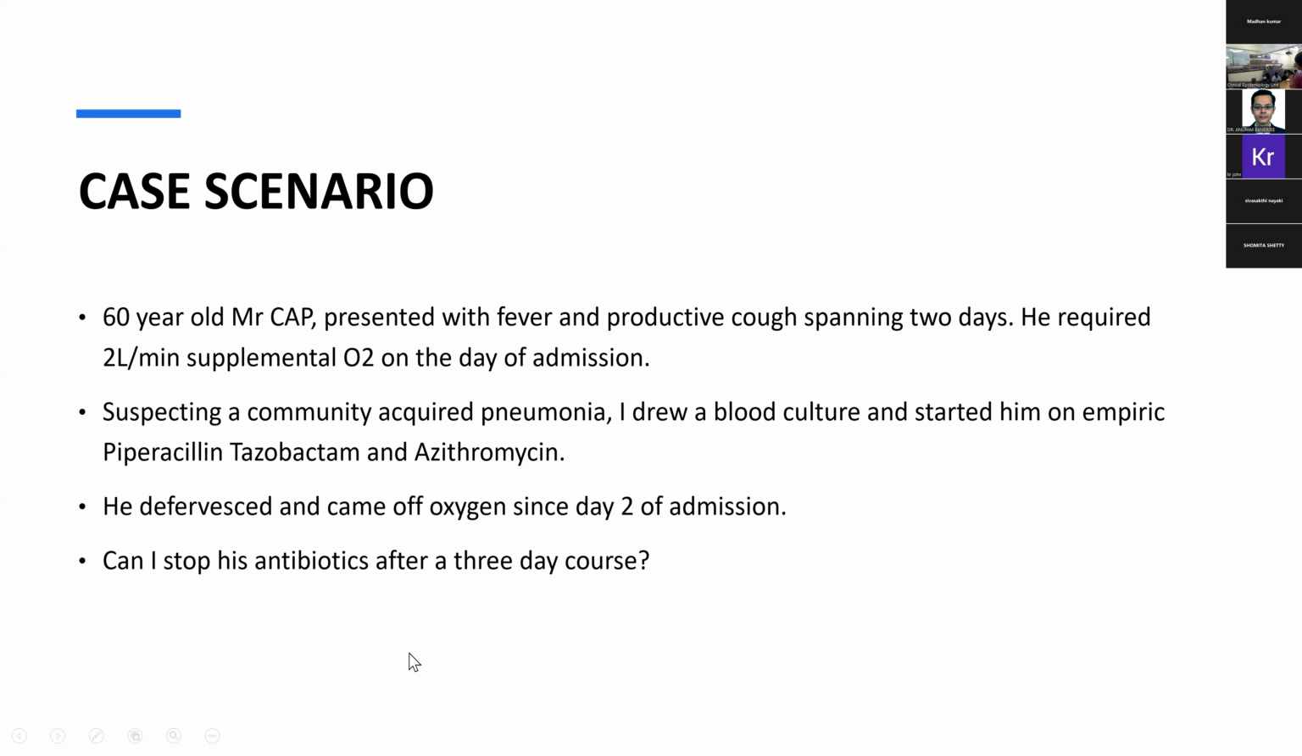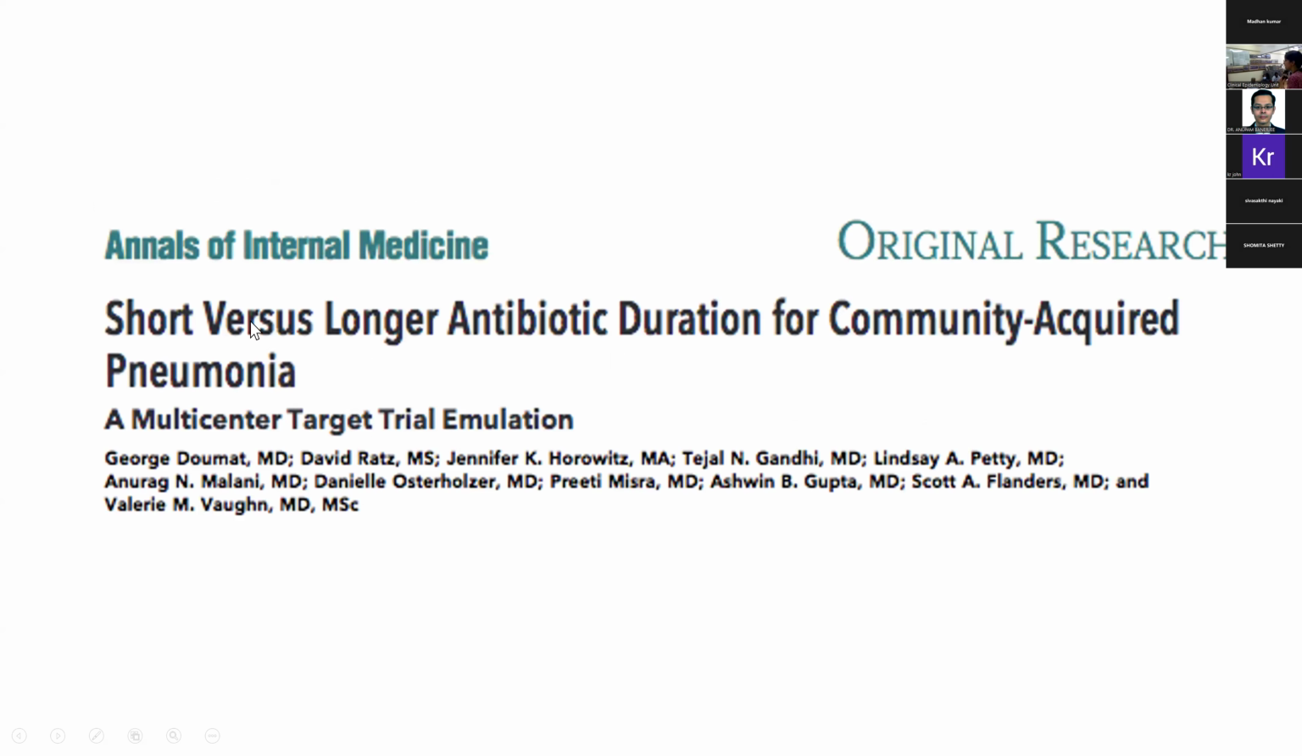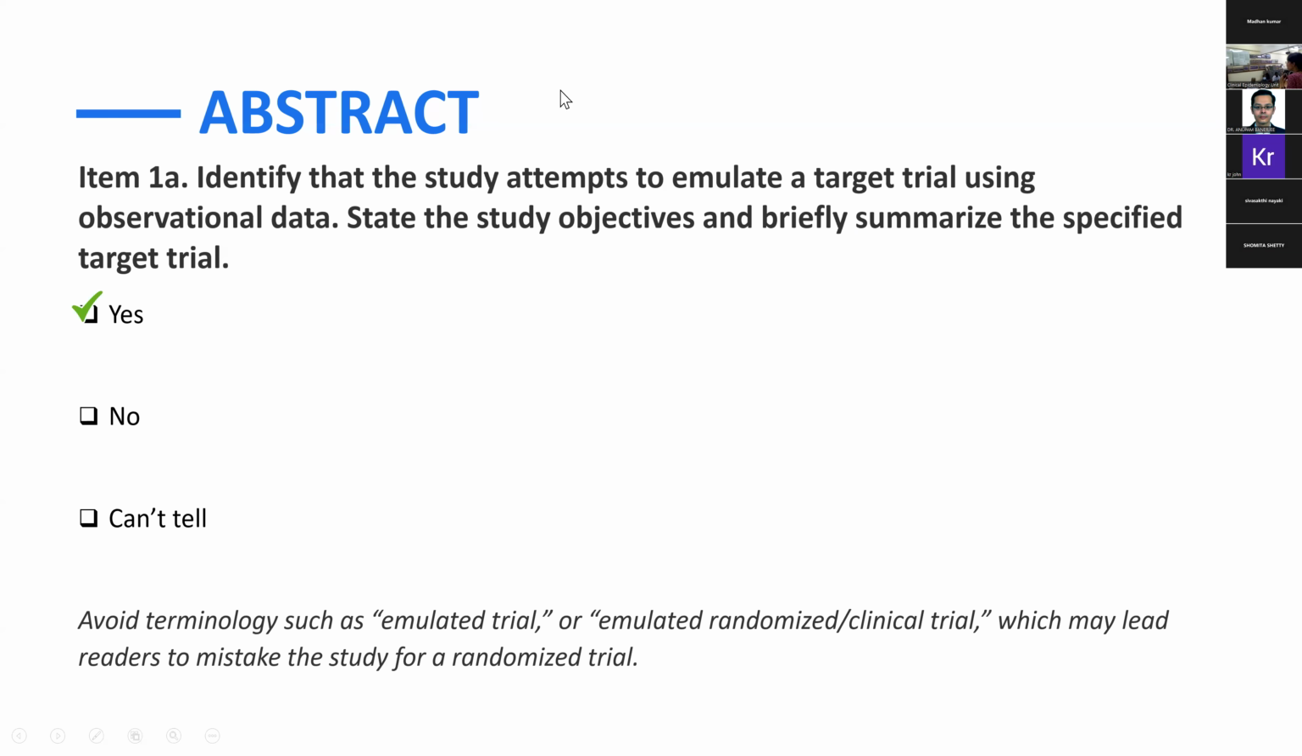So there have been many guidelines that came up. The most pivotal is an RCT that was done in Lancet, which said that 3 or 4 days of antibiotics in a stable patient is non-inferior to a prolonged course, 5 days or more. Recently there was a target trial emulation that was published in Annals of Internal Medicine that I want to look at for this question, which looked at short versus longer antibiotic duration for community acquired pneumonias. So this is a multi-center target trial emulation. So we are going into the checklist now. Please stop me at any point if you don't understand anything.